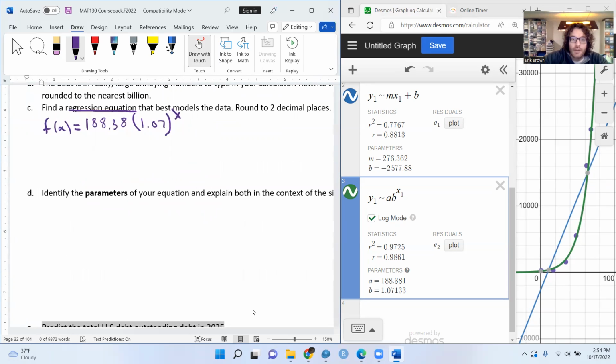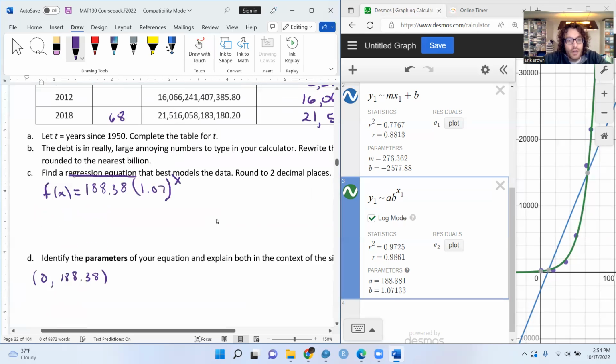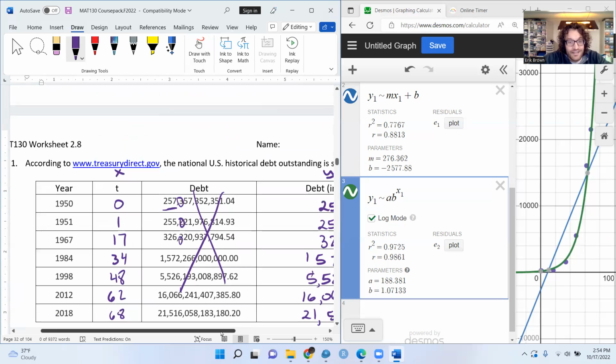I will write the parameters. I'll leave the sentences to you. There's a y-intercept you have to identify. That's this. And there's a growth factor you have to identify. That's this. Which, if you want it as a rate, that's this. So your job is to write that sentence.